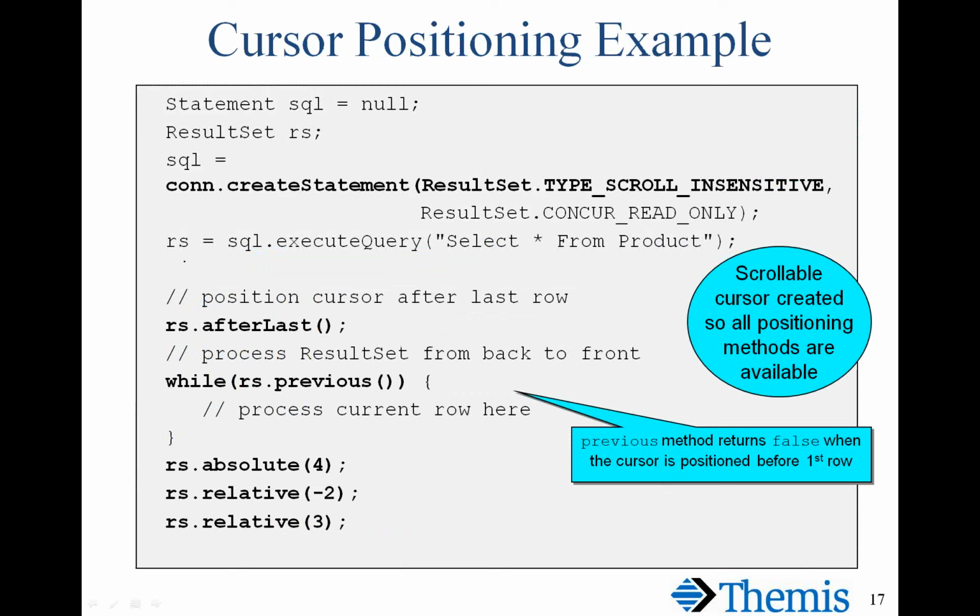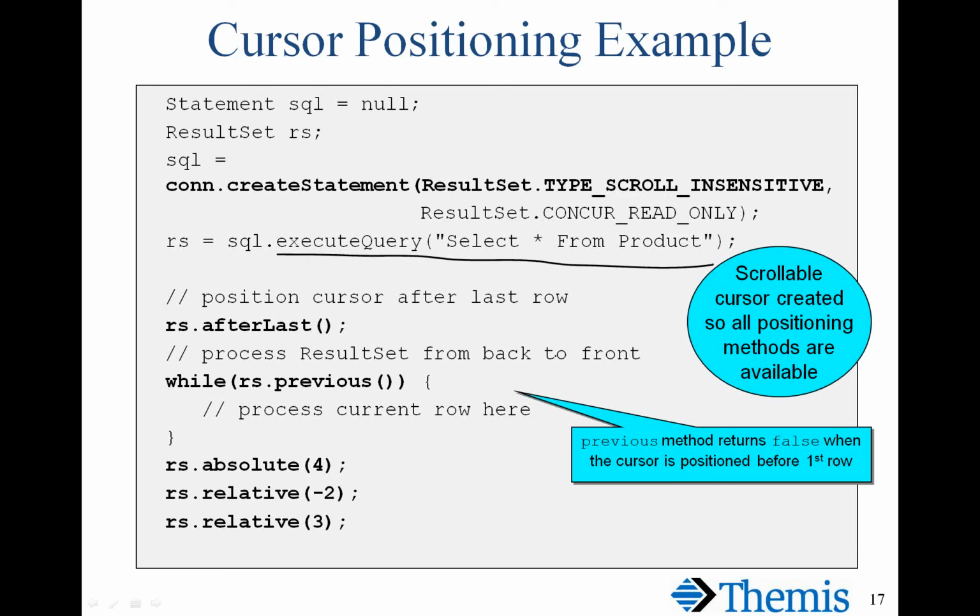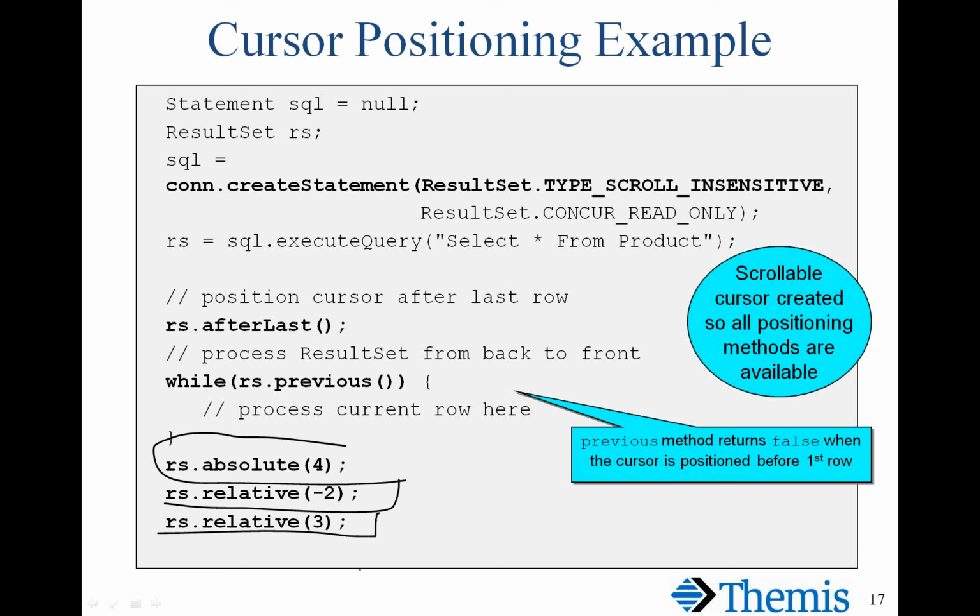Here's some sample code that shows in the createStatement passing in these two optional parameters. You need them both. So even though we're only trying to implement scrollability here, we need both parameters to be specified. Then we execute a query using a select statement, and here we jump down to the bottom after the last row and then loop backwards using the previous method. And for demonstration, we then jump straight to row 4, back up 2 rows, which would take us to row 2, and forward 3 rows, which would take us to row 5.